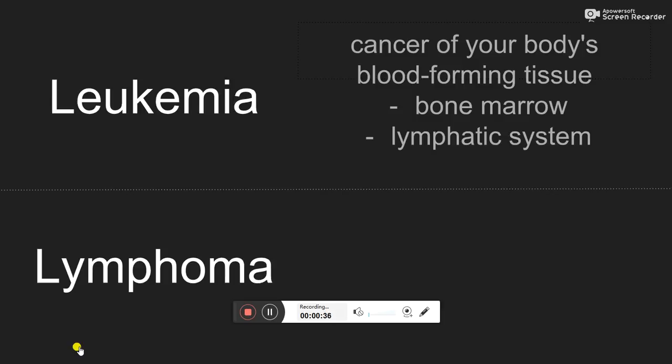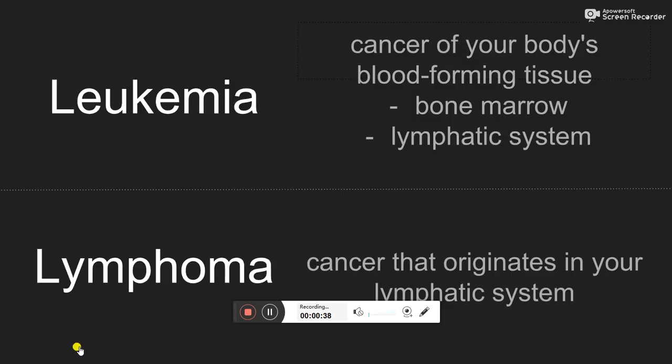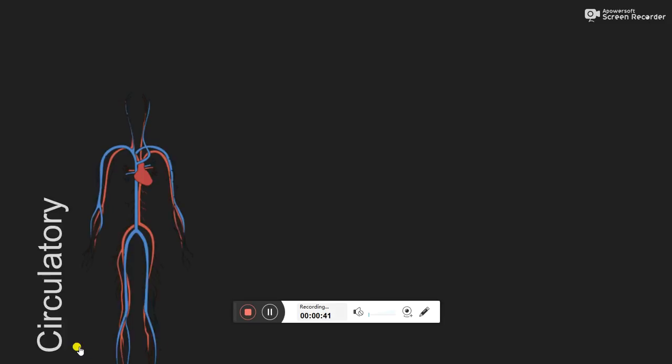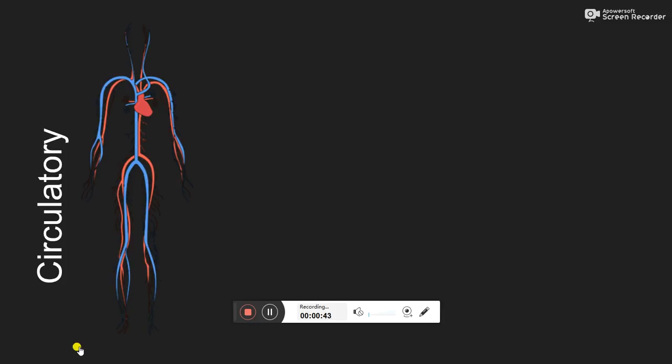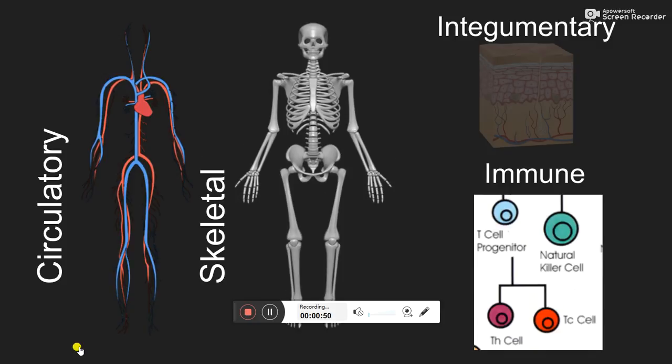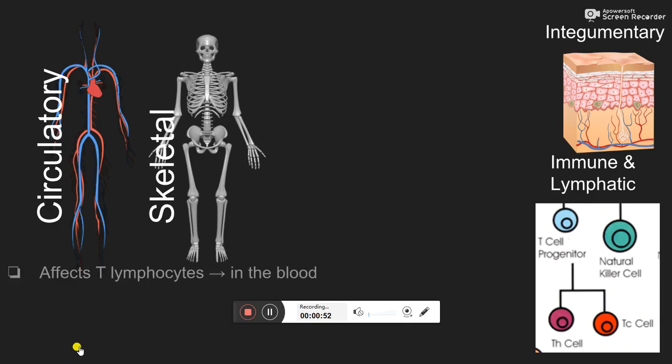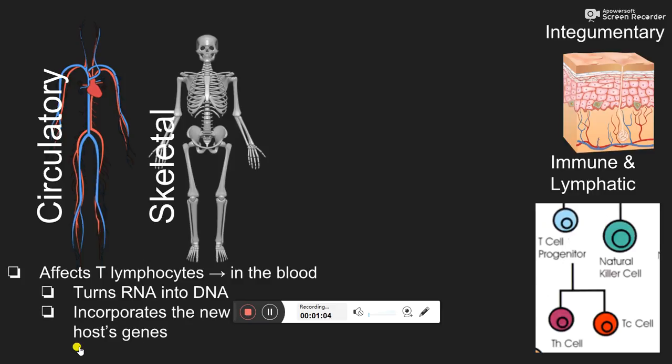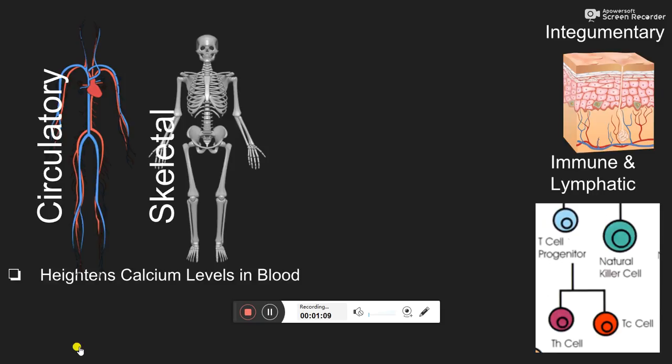HTLV alone has no symptoms, but ATLL does affect the circulatory, skeletal, integumentary, immune, and lymphatic systems. HTLV affects the circulatory system by affecting the T lymphocytes in the blood, which are a type of blood cell. HTLV then turns this RNA into DNA in the cells and incorporates this new DNA into the host's genes. In the circulatory system, adult T-cell leukemia and lymphoma, ATLL, heightens calcium levels, causing weakened bones and kidney stones.